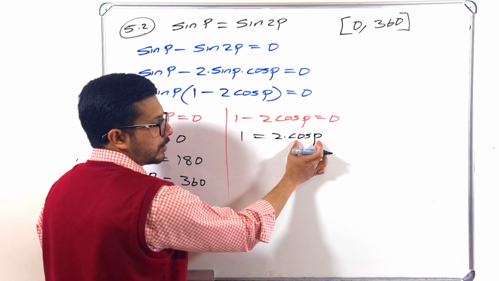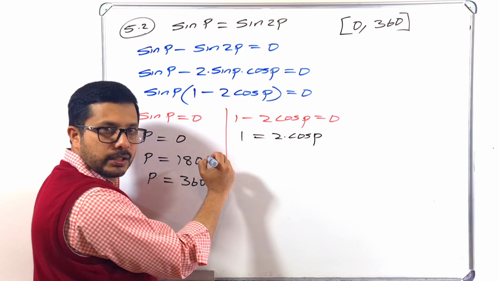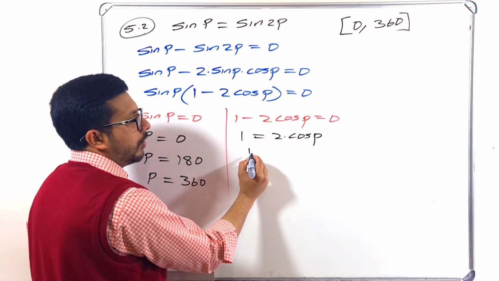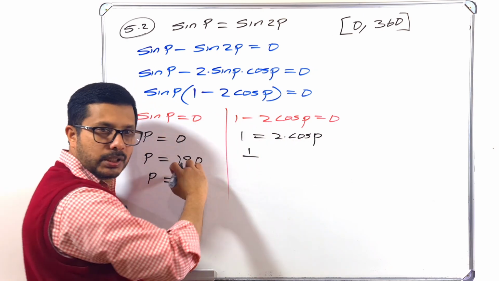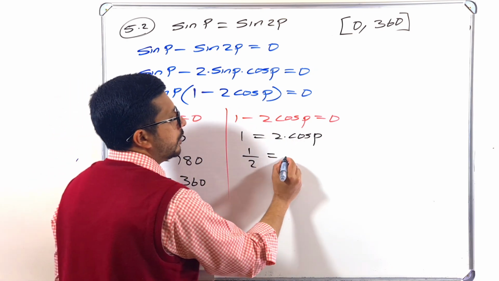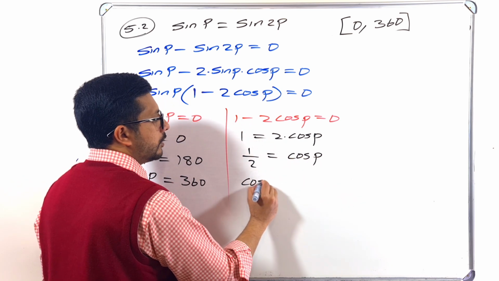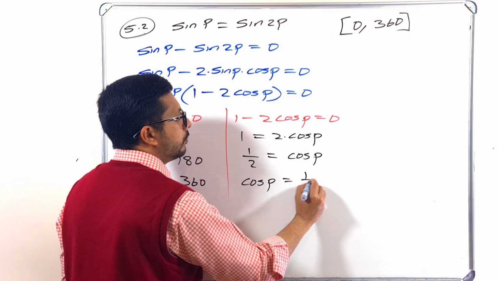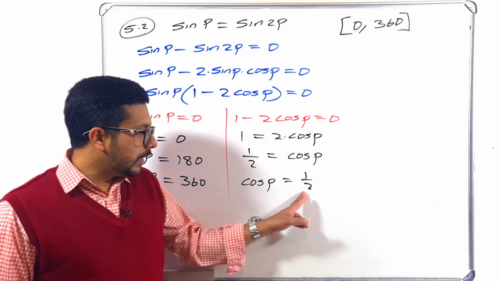So from here, what is cos b? Multiplication. So if I take these 2 to this side, it is division. So it is 1 divided by 2, which is equal to cos b, or let me write it the opposite way, cos b is equal to half. So now listen here, cos b is equal to half.